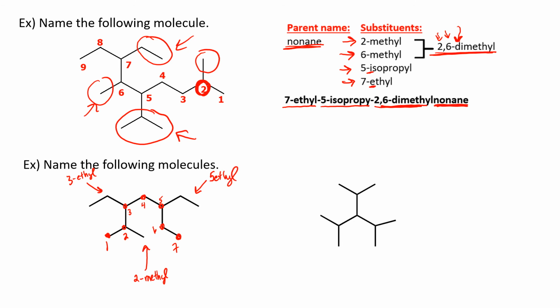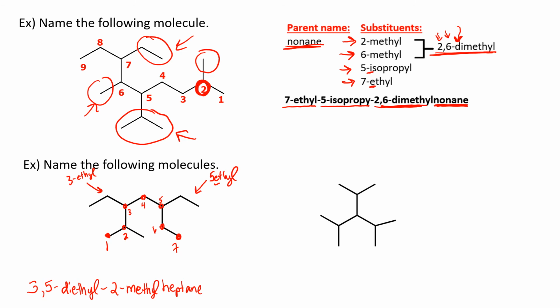All right, so when I put the name together, remember E is going to come before M, and there's 2 ethyl groups. So I have a 3,5-diethyl, and then we had our 2-methyl, and the parent chain was a heptane. 3,5-diethyl-2-methylheptane. All right, let's look at the next one.